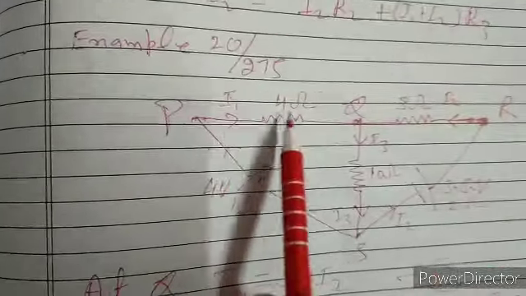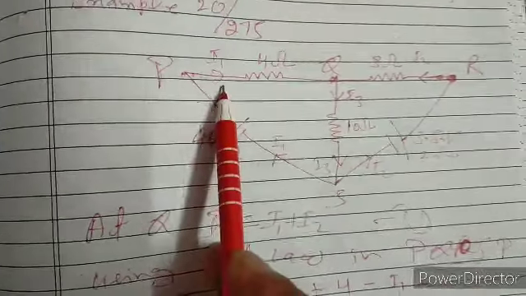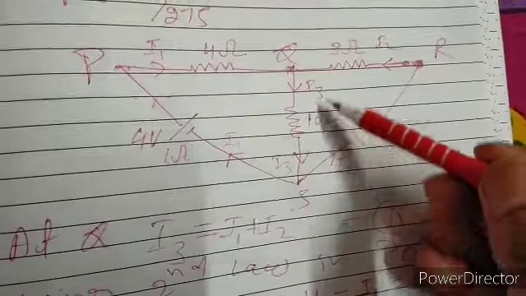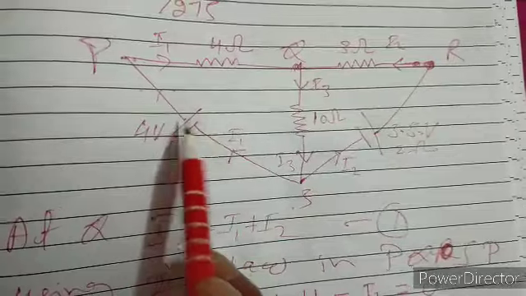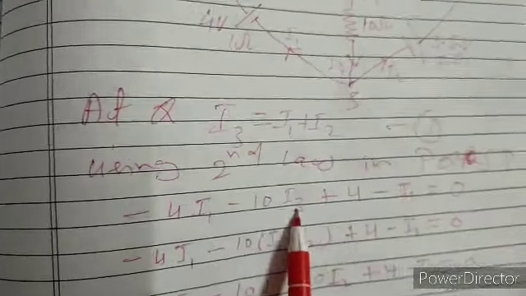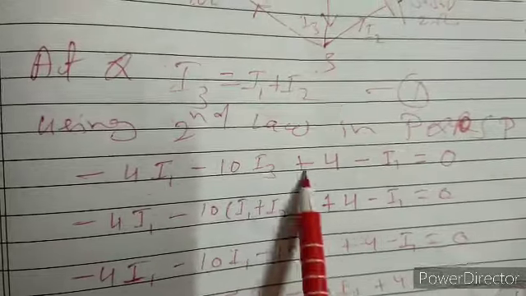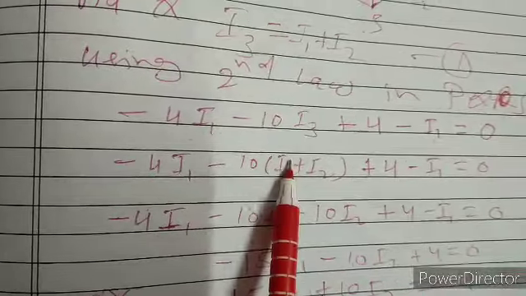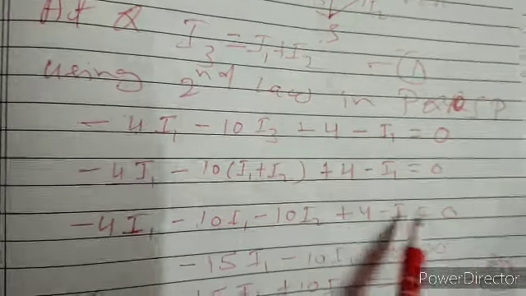Again see, 4 I1, same direction, minus. We are going this way, and current is also going this way, negative. Minus 4 I1, minus 10 I3, minus I1 into 1, minus I1, plus 4, second terminal plus 4. So minus 4 I1, minus 10 I3, plus 4, minus I1 is equal to 0. Now I am simplifying this. Minus 4 I1, minus 10 I3, which is I1 plus I2, plus 4, minus I1 is equal to 0. Then minus 4 I1, minus 10 I1, minus 10 I2, plus 4, minus I1 is equal to 0.